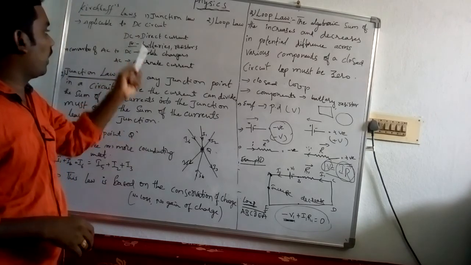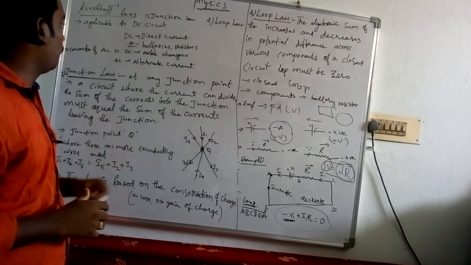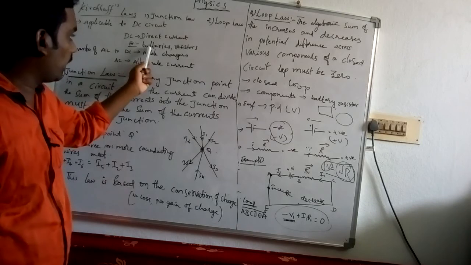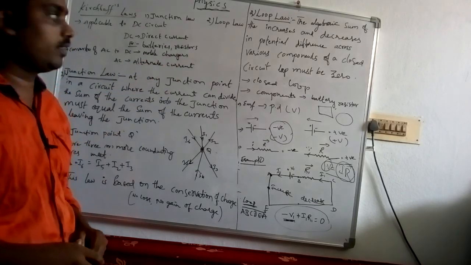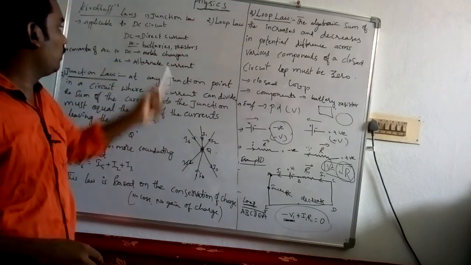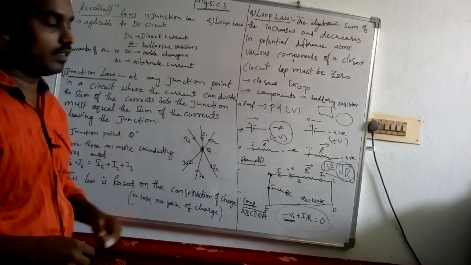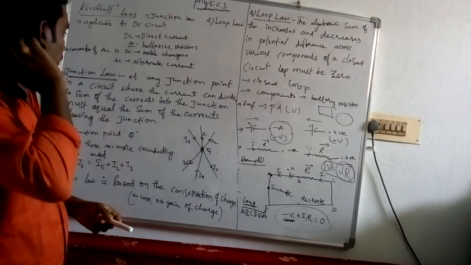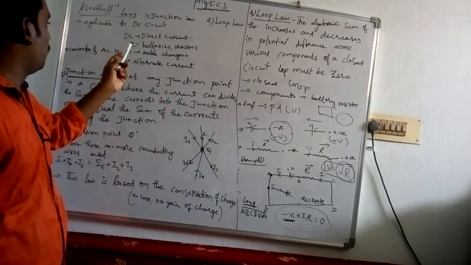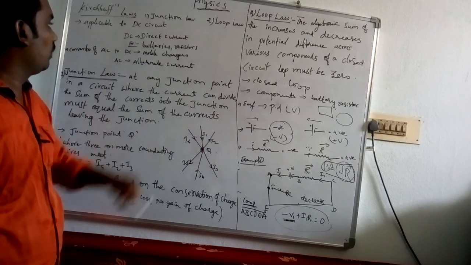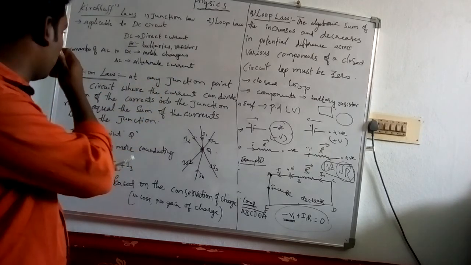For DC current, where will we get it from? DC current will come from batteries and resistors. These are the sources for DC current. We store DC current in batteries and resistors. Resistors also have a little bit of current. Batteries are the sources of DC current, and resistors also.